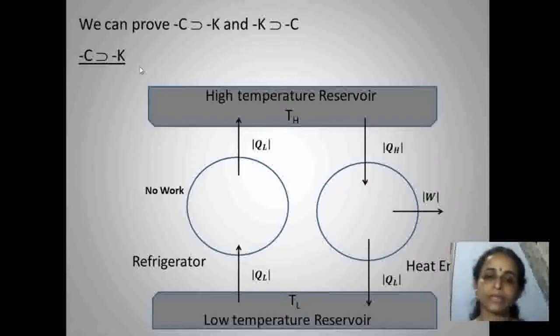How can we prove that? Here QL amount of heat is transferred from the low temperature reservoir to the higher temperature reservoir. And we are considering another, an engine which is also working between the same two reservoirs. Here, the heat engine is taking QH quantity of heat and doing some work, and the remaining quantity of heat is rejected to the low temperature reservoir. This we are considering a heat engine.